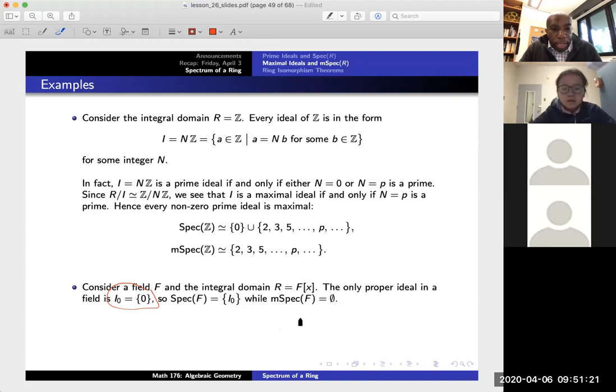Actually, sorry, this is a typo here on the slide: spec of F is equal to just this one ideal. And it turns out that M spec is also the same thing. I wrote here the empty set. This is actually wrong. The empty set should also be the 0 ideal here. So in this case, spec F and M spec F are actually equal to each other. If you're dealing with a field, spec F and M spec F are going to be equal because they only consist of one element, namely the 0 ideal.